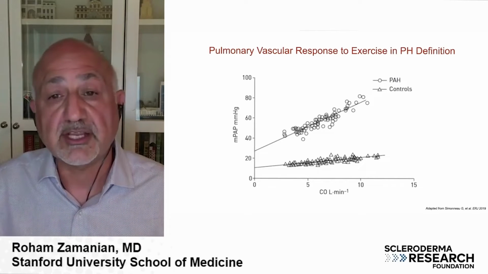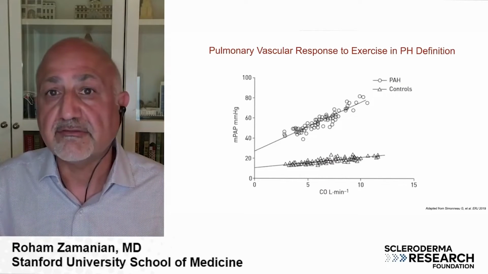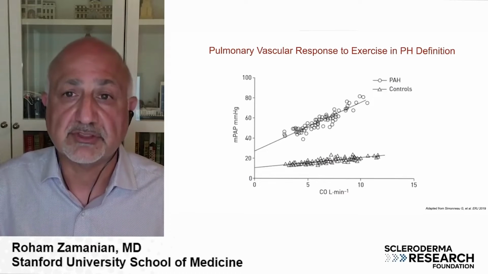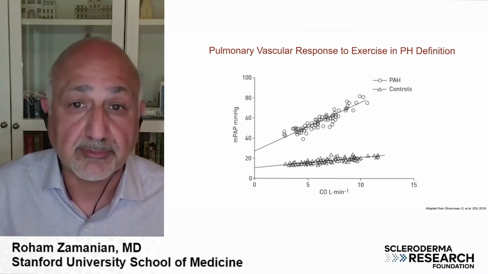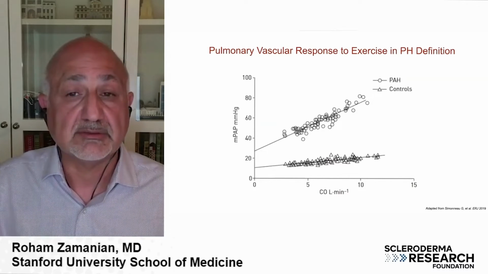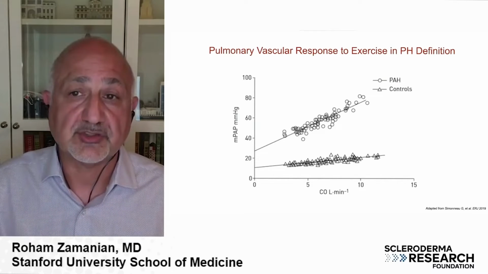So what we're starting to do is evaluate the pulmonary vascular response to exercise, and understanding that as a definition. There's been a lot of attention by the colleagues that you hear from, Dr. Chung and others, in identifying a population of scleroderma patients that are at risk for developing pulmonary hypertension. And those are the pre-pulmonary hypertension patients. The belief is that exercise is a way to diagnose those patients earlier.